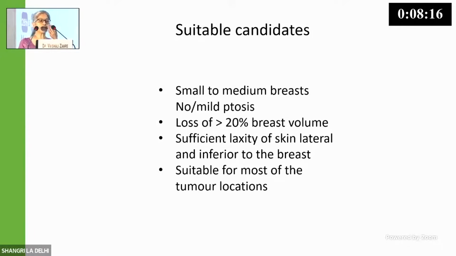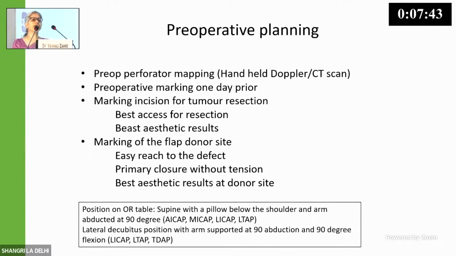And especially so if there is a loss of more than 20% of the breast volume after resection of the tumor. The other prerequisite for selecting reconstruction with a perforator flap is that the patient should have sufficient laxity of skin either at the lateral or inferior part of the breast, so that the flap can be harvested and the donor area can be primarily closed. So these flaps are suitable for most of the tumor locations based on the location and the availability of the perforator in that area. So what is the pre-operative planning?